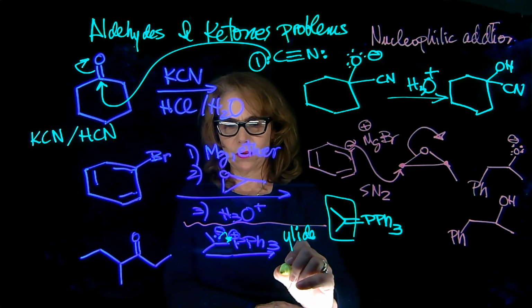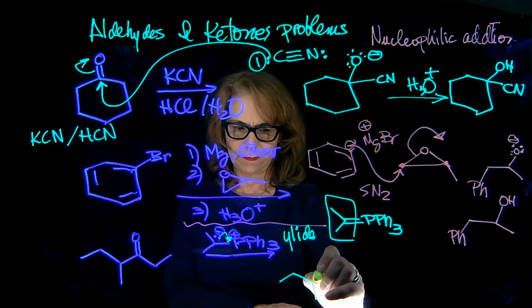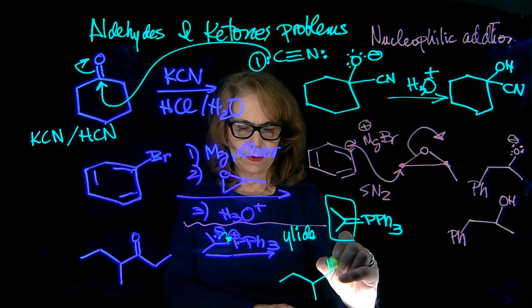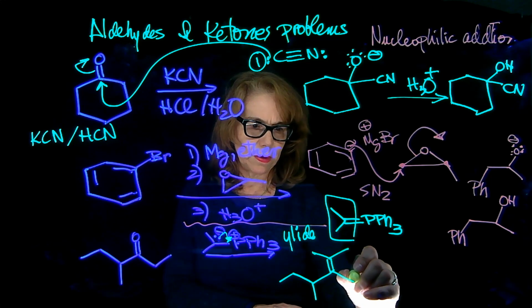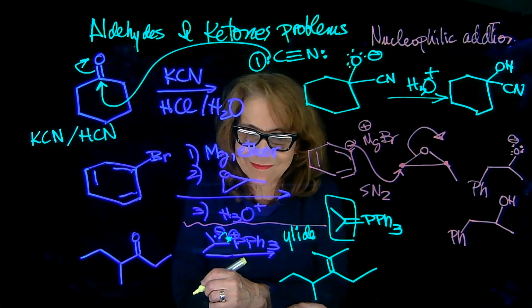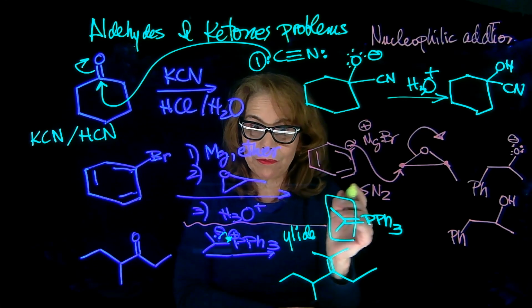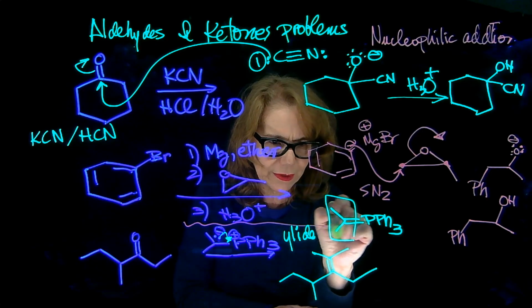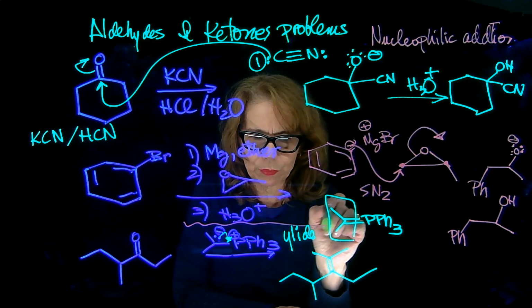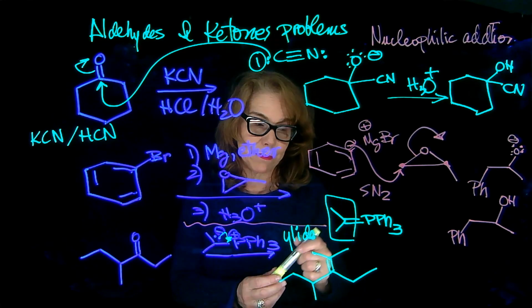So I'm going to draw the product. Here you will have 2 methyl groups, and that's it. So relatively easy if you remember that from the halide. If you do this, it's easy to replace the O by that and make the alkene.